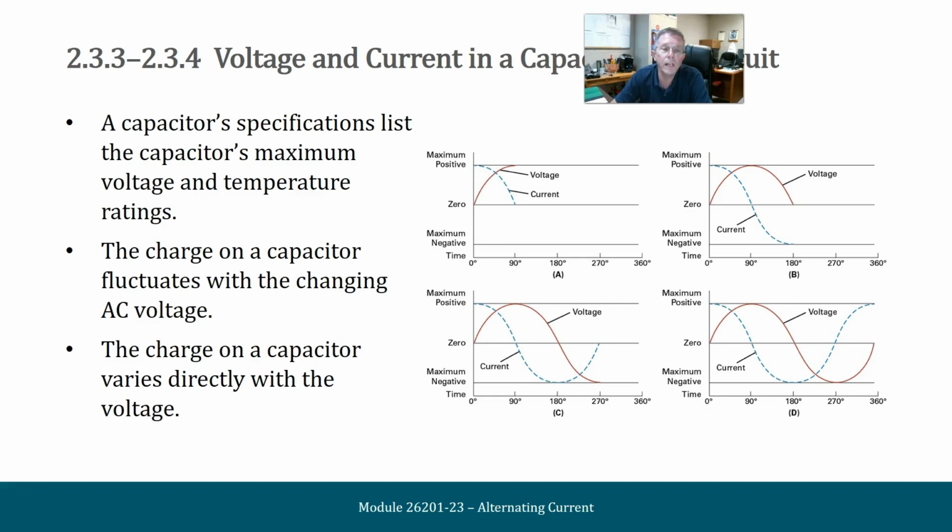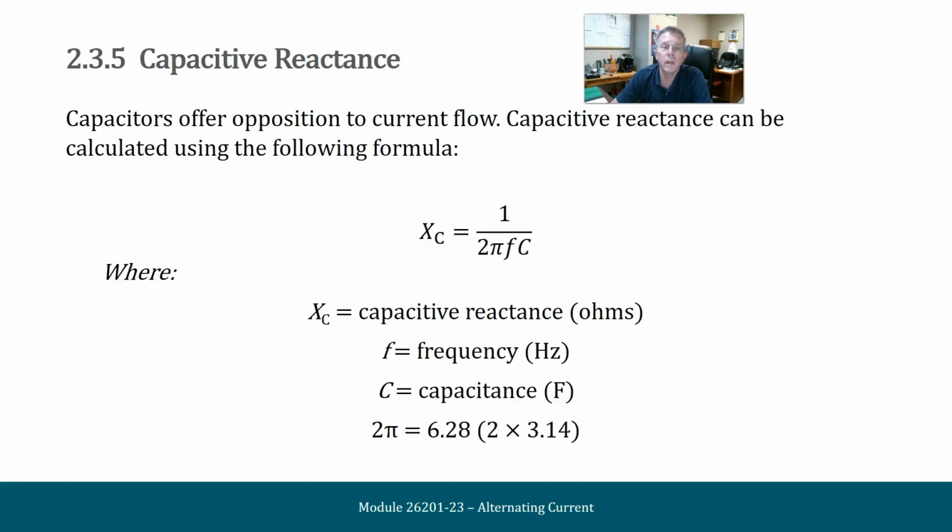The charge of a capacitor fluctuates with changing AC voltage. The charge on a capacitor varies directly with the voltage. Capacitors offer opposition to current flow. Capacitive reactance can be calculated using the following formula: XC equals 1 divided by 2 times pi times F times C, where XC is capacitive reactance in ohms, F is frequency in hertz, C is capacitance in farads, and 2 times pi is 6.28, or 2 times 3.14.